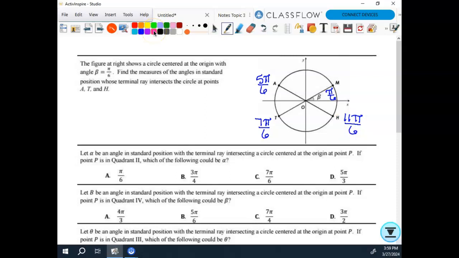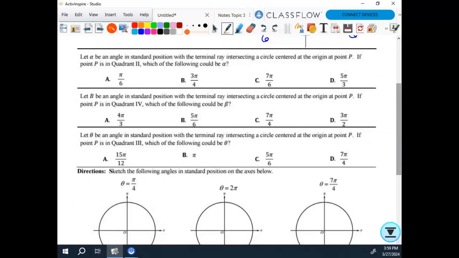Let alpha be an angle in standard position with a terminal ray intersecting a circle centered at the origin at point P. Point P is in quadrant 2. So we're looking at our quadrant 2 angles. Well, this is clearly a quadrant 1 angle. I know this is a quadrant 2 angle. I know this is a quadrant 3 angle. That's a quadrant 4 angle. Same kind of thing, but this time we're in quadrant 4. Well, I know that this is a quadrant 3 angle. This is a quadrant 2 angle. This is a quadrant 4 angle. This is a quadrantal, so it doesn't count at all.